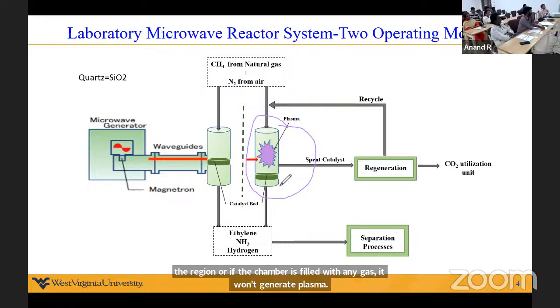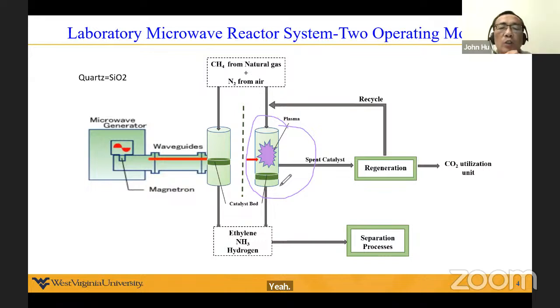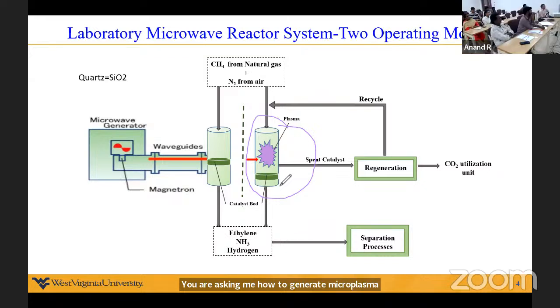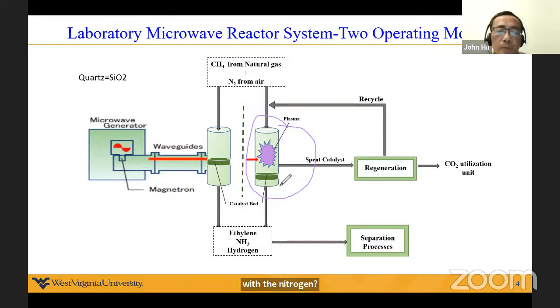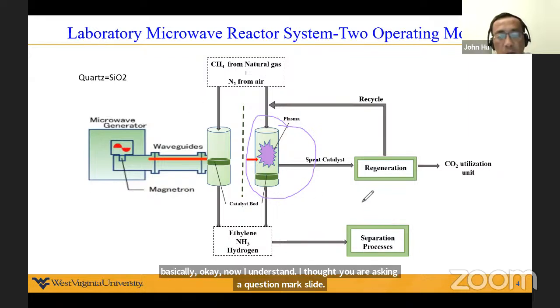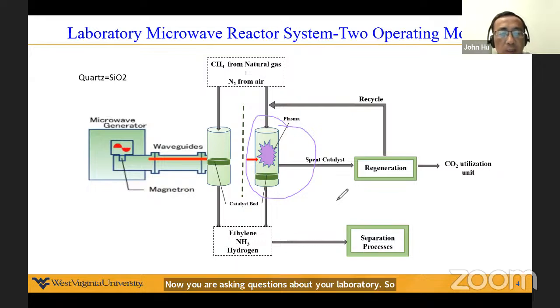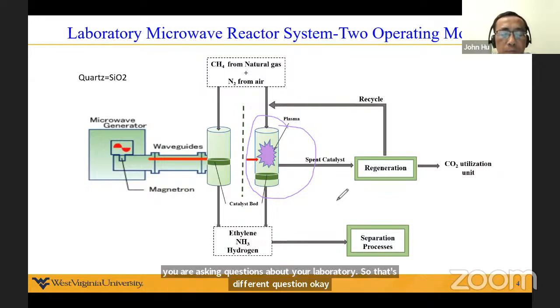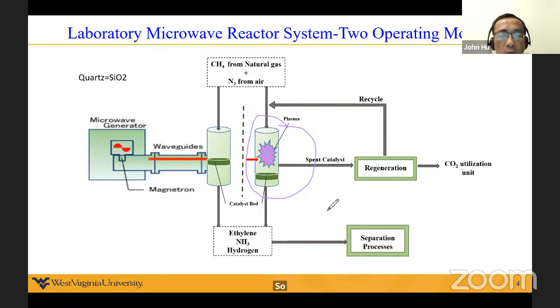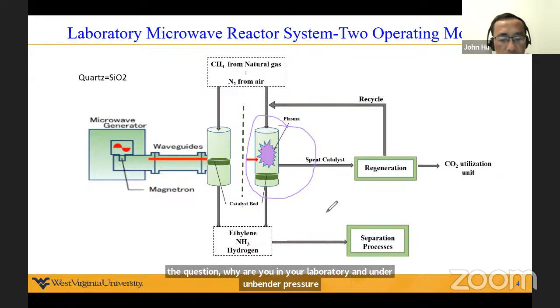So what is your question? You are asking me how to generate microwave plasma with nitrogen? Yeah, exactly. Okay, now I understand the question. I thought you were asking a question about the slides. Now you are asking a question about your laboratory, so that's a different question. You are asking why in your laboratory under ambient pressure you are not able to generate plasma with nitrogen. That's the question.